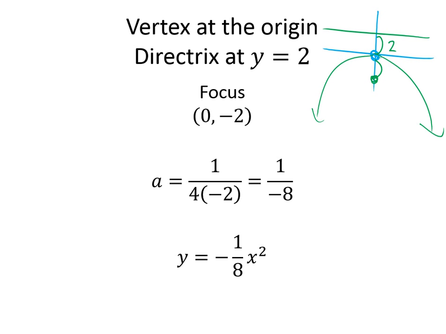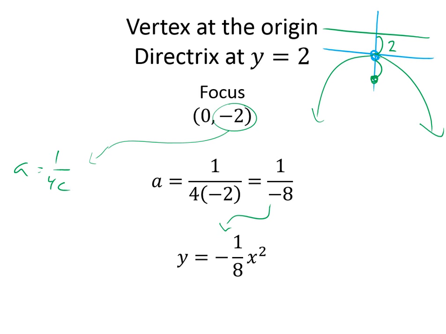Now to find what our equation is, we're going to use that a is equal to 1 over 4c again, that equation. And our 2 is actually negative 2, and we plug that in for our c, in which we get 1 over negative 8, or negative 1/8. Now that number gets plopped out in front of our equation: y equals negative 1/8 x squared. And that is our equation of this one.